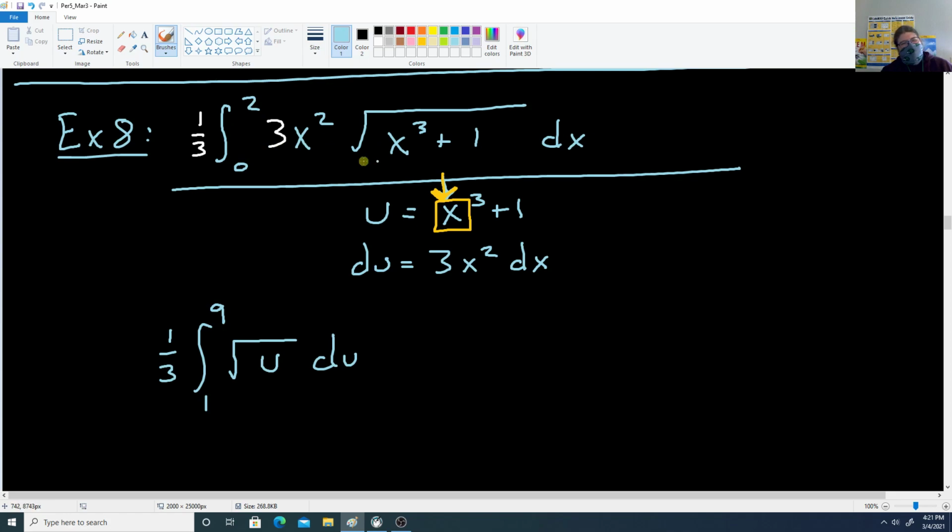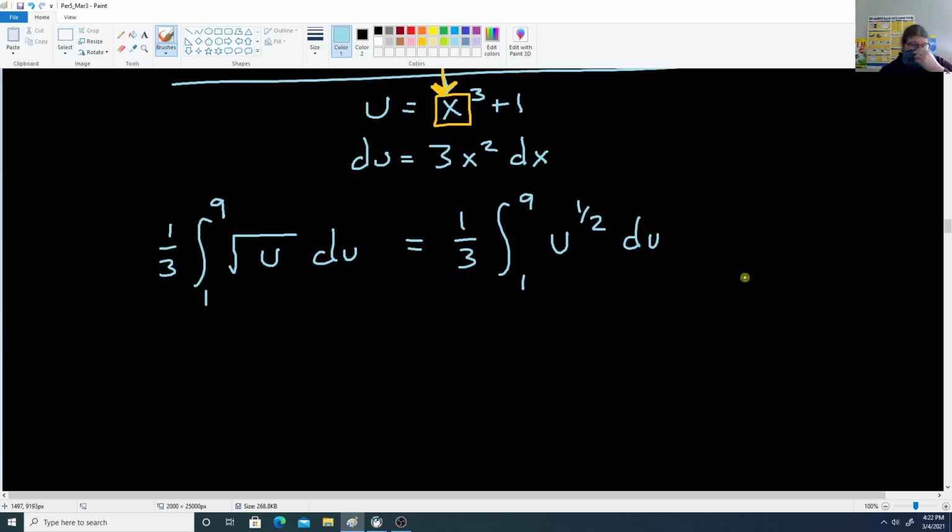Whenever everything's in terms of x's, your limits are 0 to 2. Whenever everything's converted over to u's, you use this little equation to figure out what it means in terms of u if you put 0 in for x. Putting in 0 gets you 1 for the lower limit; putting in the upper limit 2, 2 cubed plus 1 is 9, which gets you the new upper limit. I'm not doing any calculus yet, I'm just rewriting the square root as a power so it's easier to take its antiderivative. So I have a 1/3 out front.